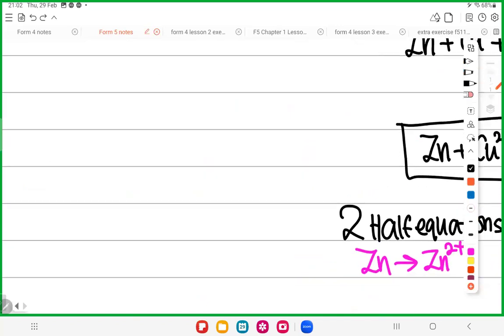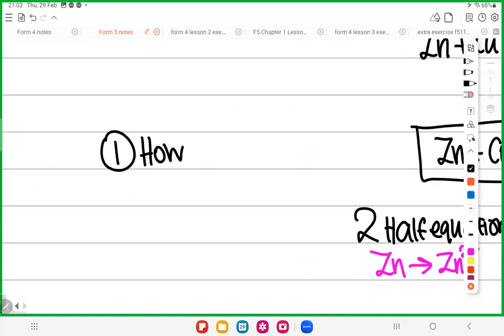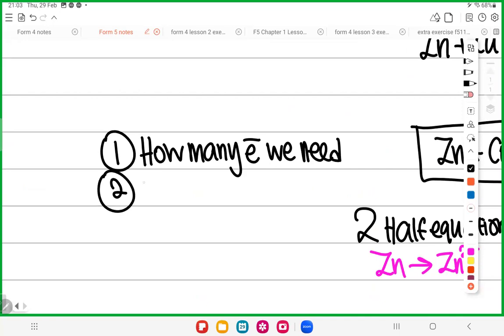The first one, I want to teach you how many electrons we need. Number two, I want to teach you where to put the electron. How to know whether the electron should be put on the left or on the right? How do we know where we're supposed to put it?